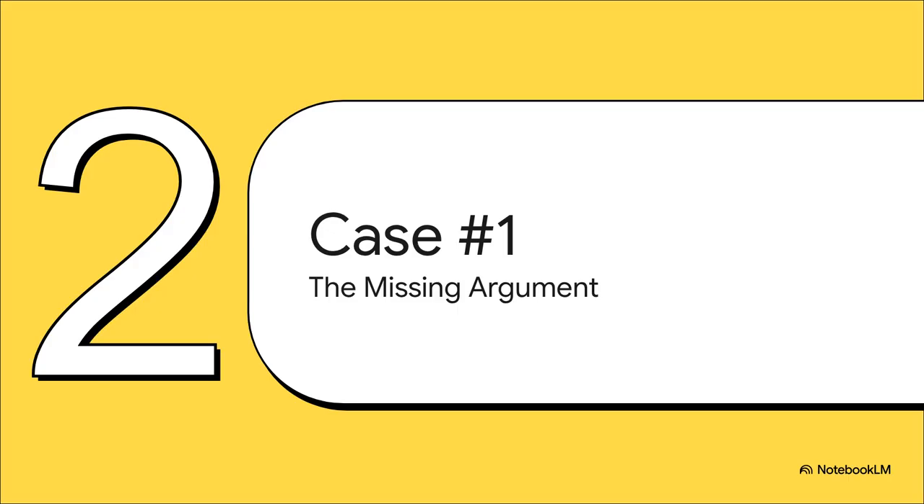All right, time to put on our detective hats. Let's investigate our first case. This is a classic. You're going to see it all the time. I call it the missing argument. This is probably the number one reason your function calls will fail when you're just starting out.